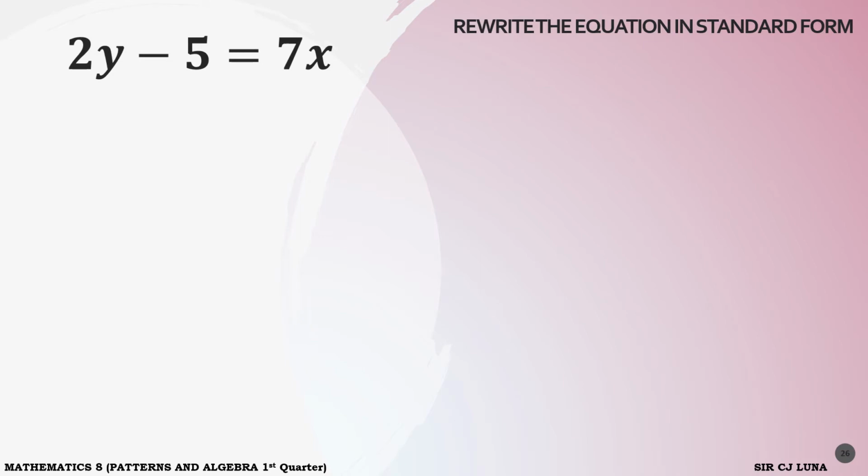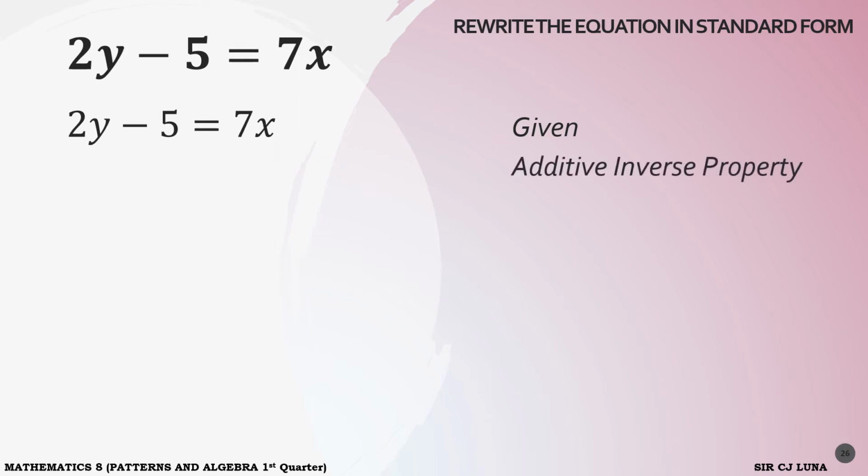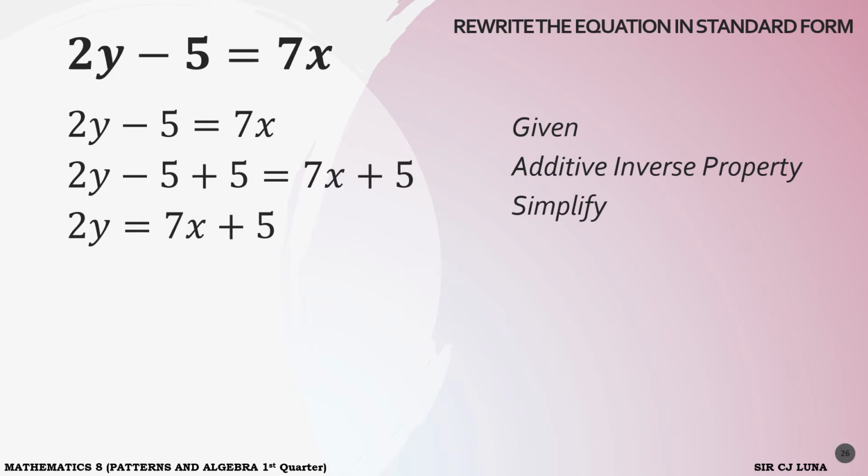Let's have another example. Rewrite the equation 2y minus 5 equals 7x in standard form. So looking at our equation, the constant is on the left side and the variable x is on the right side. Our terms should be in the proper order. It should be ax plus by equals c. That's the standard form. Okay, so for us to eliminate negative 5 on the left side, we will have additive inverse property. So negative 5, we will add 5. And then simplify, we have this now. Kasi negative 5 plus 5 is equal to 0. So we now only have 2y equals 7x plus 5.